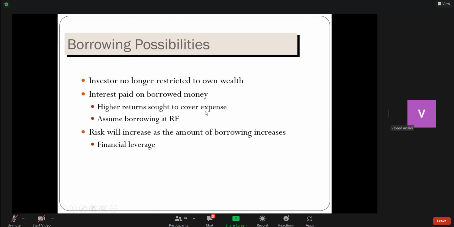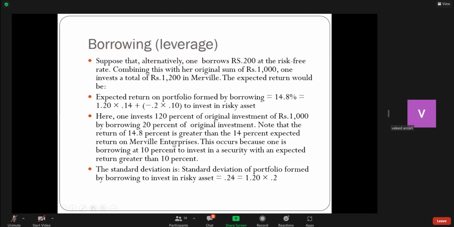What I was pointing out is that not only can the investor invest, but he can also borrow money for investing, so that he would like to have more. Let us assume that he can borrow at the risk-free rate and can supplement his investment, which we call leverage, using borrowed funds. So how will it work out? For instance, an investor borrows rupees 200 and he has got 1000. So it will become 1200 rupees.